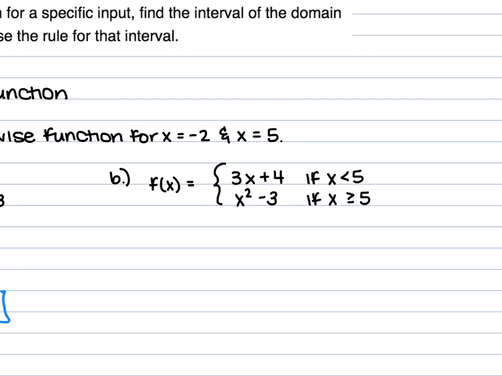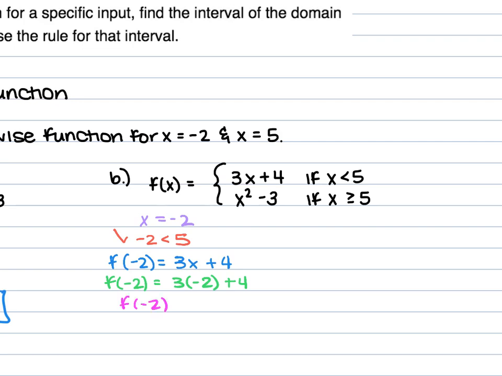For B, we have f of x is equal to 3x plus 4 if x is less than 5, and x squared minus 3 if x is greater than or equal to 5. So for x is equal to -2, is -2 less than 5? Yes, -2 is less than 5. So we have f of -2 is equal to 3x plus 4. Now you have to plug that -2 in for the x here. So f of -2 is equal to 3 times -2 plus 4. 3 times -2 is -6. -6 plus 4 is -2. So f of -2 is equal to -2.